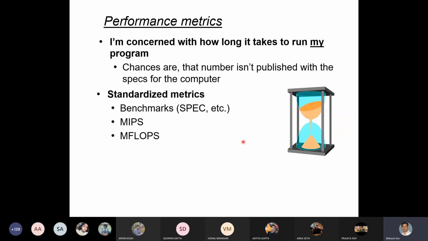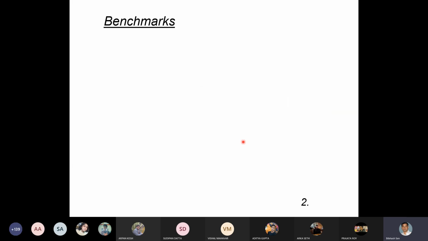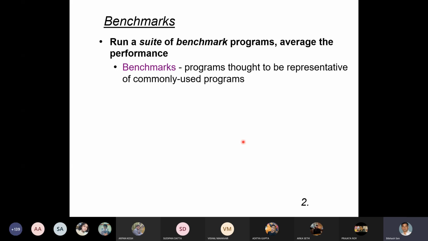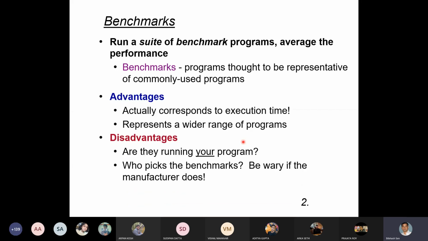Now you can find some benchmarks, that means SPEC benchmarks, and MIPS, which I already told you. Here it is not a multi interconnected process architecture, it is million instructions per second. Then there are millions of floating point calculations per second, and some other benchmarks. So standardizing, whenever you design a new computer, it will be evaluated on all these benchmarks.